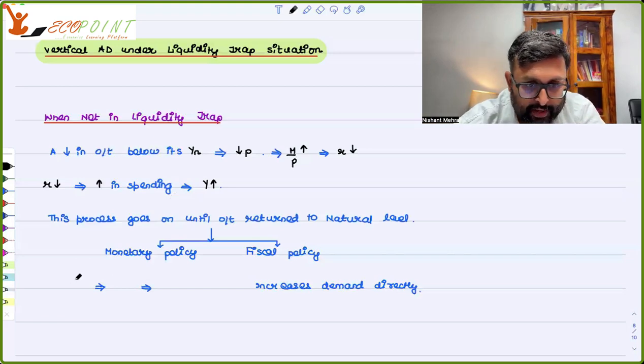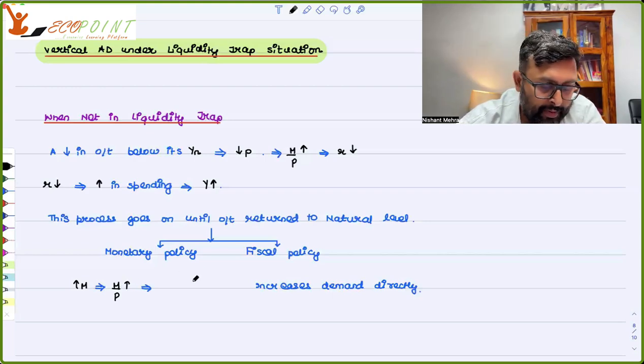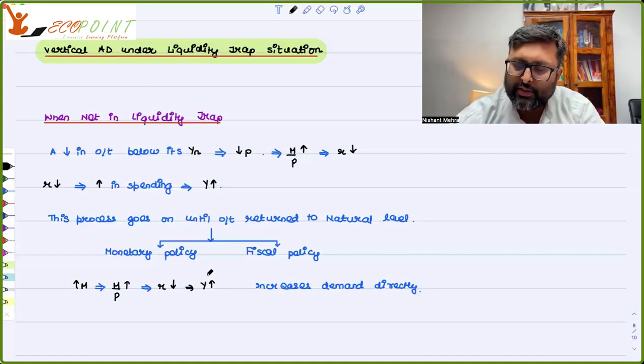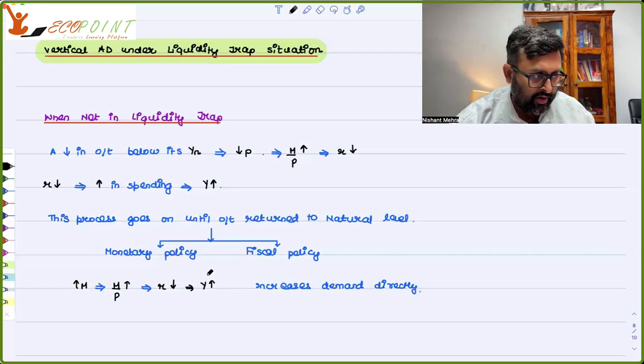So if money supply is going to increase, M by P is going to increase. If M by P is going to increase, your interest rate is going to fall. So again, the same process will go on. Your Y is going to increase. So this was simple enough. This was just when the situation was not in a liquidity trap.